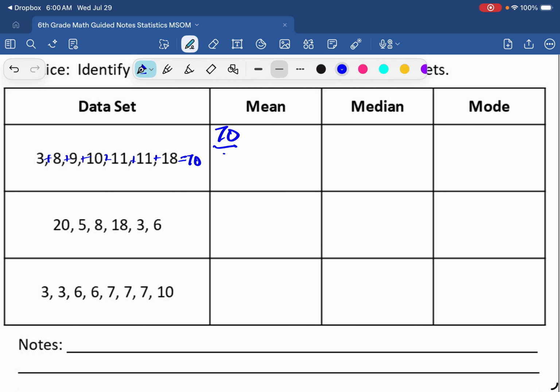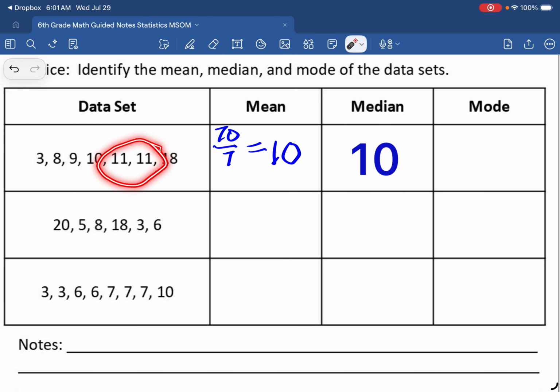Now my median is my middle number when they are in numerical order. This is already in numerical order, so I don't need to rearrange the numbers. So let's look, 3, 8, 9, 10, 11, 11, right there. My median is 10. And my mode is the number that is repeated most often. So it looks like my mode is going to be 11 because that number is repeated twice.